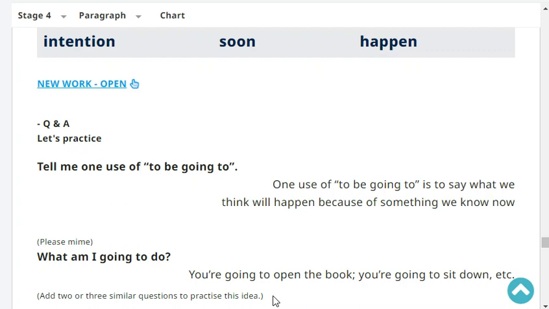Tell me one use of to be going to, please. One use of to be going to is to say what we think will happen because of something we know now. Very good.